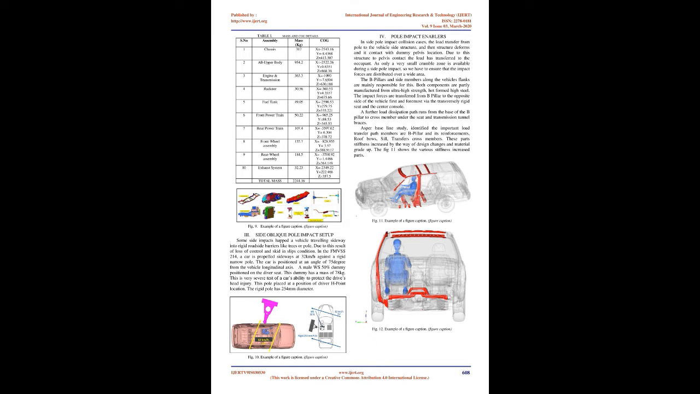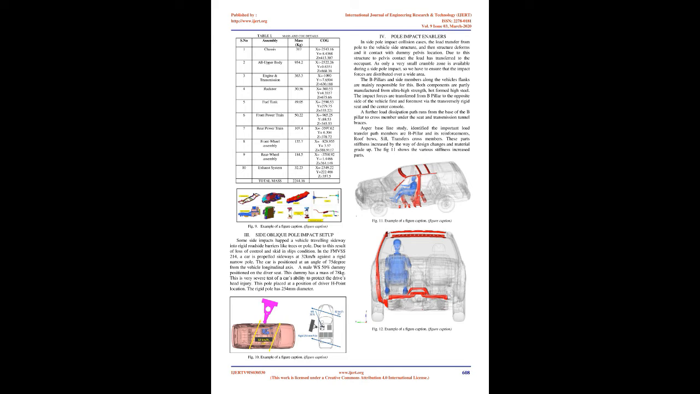3. Side oblique pole impact setup. Some side impacts have the vehicle traveling sideways into rigid roadside barriers like trees or poles, due to loss of control and a skid or slip condition. In FMVSS 214, a car is propelled sideways at 32 km per hour against a rigid narrow pole. The car is positioned at an angle of 75 degrees from the vehicle longitudinal axis.